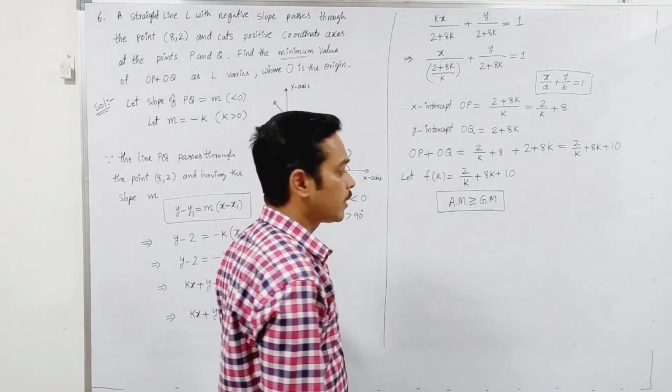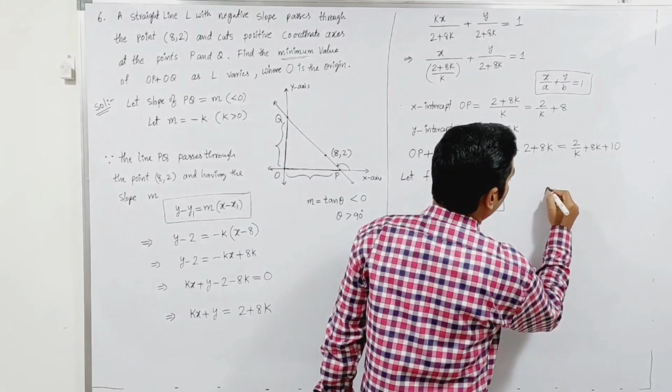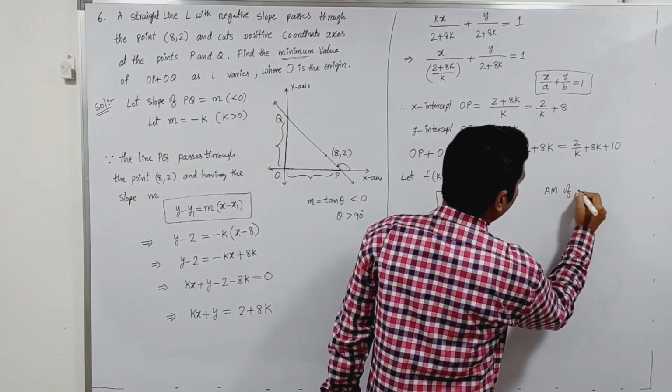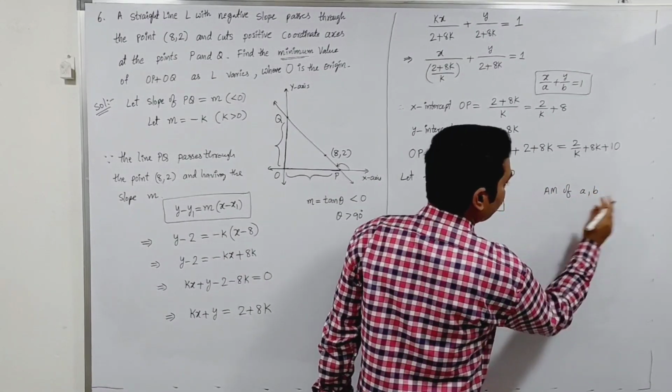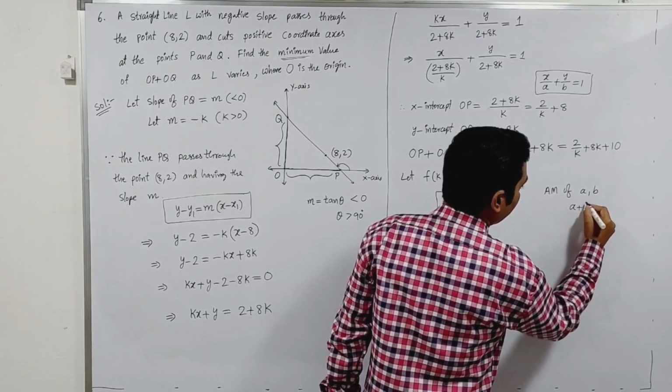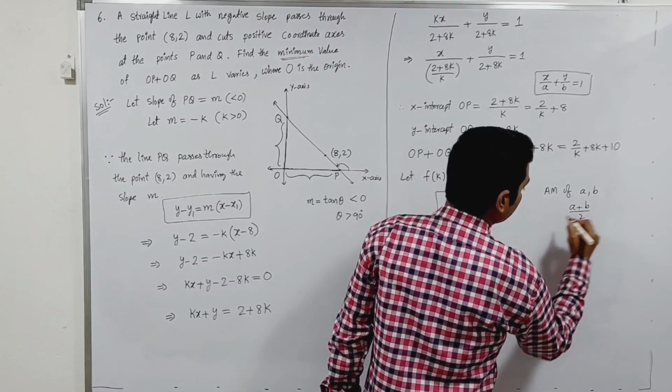What is the meaning of the arithmetic mean of two numbers? AM of a, b. Arithmetic mean of a, b is nothing but a plus b by 2.